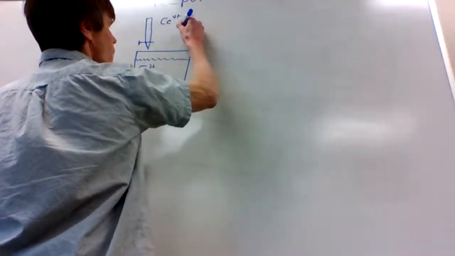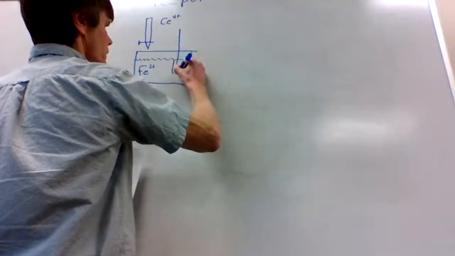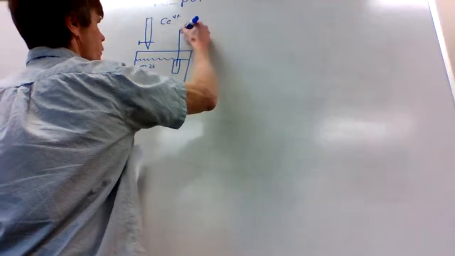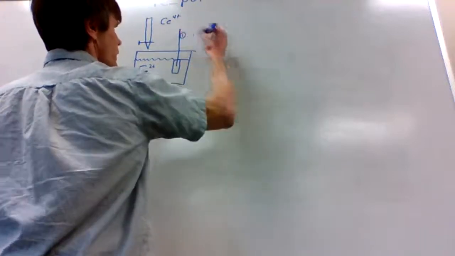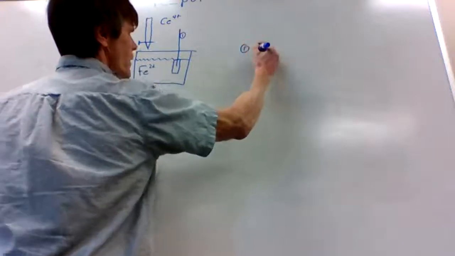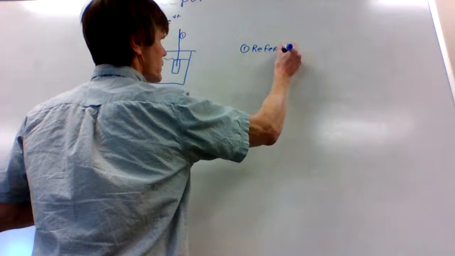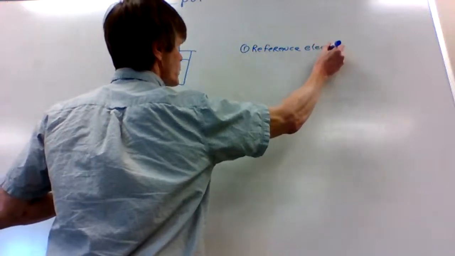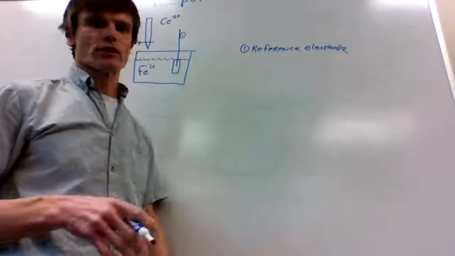We're going to have one electrode. It's going to be right here. And we're going to call this electrode our reference electrode. I'll just put a 1 there. And number 1 is our reference electrode. We learned about reference electrodes in an earlier PowerPoint presentation.